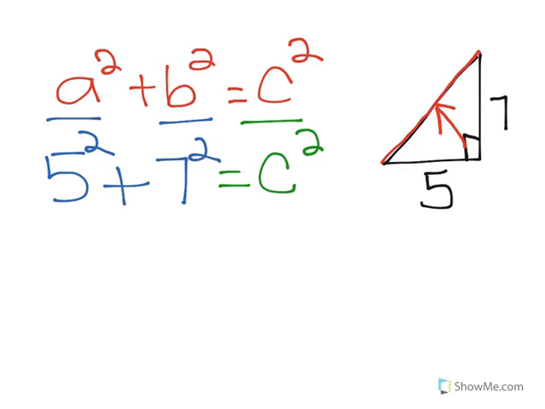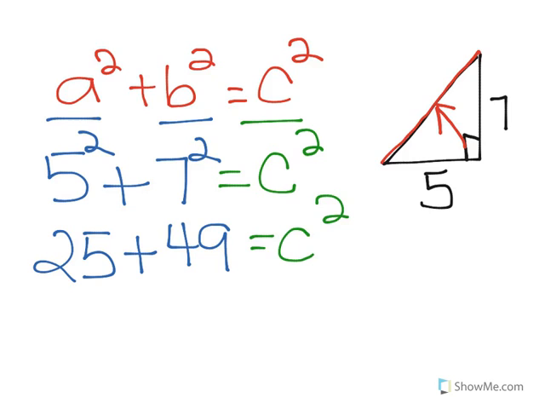We're going to solve this equation. So 5 squared gives me 25. Remember, it's 5 times itself. 5 times 5 gives me 25. Plus 7 times 7 gives me 49. And that's going to equal c squared, this missing side right here that we're looking for. When we add 25 and 49, we get 74, and that equals c squared.